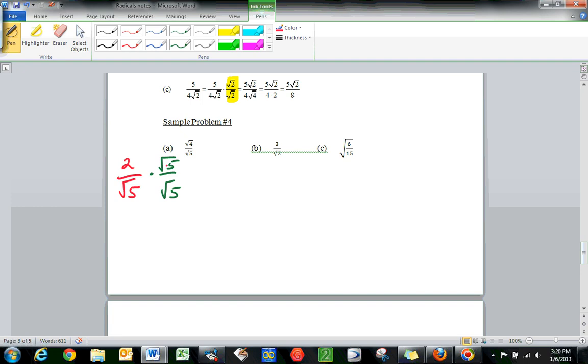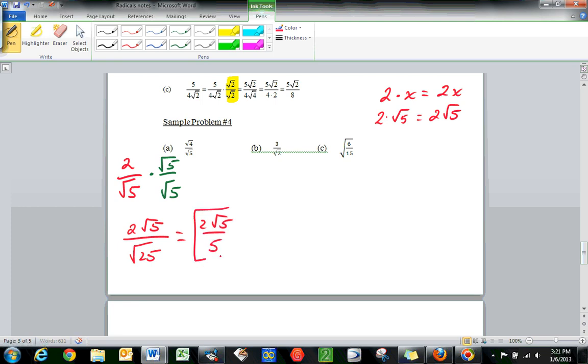This is kind of like multiplying 2 times x. If I multiply 2 times x, I would simply get 2x. So 2 times the square root of 5 is simply 2 times the square root of 5. They don't combine together because they're not like terms. So that's going to give me 2 times the square root of 5 over square root of 5 times square root of 5, which is square root of 25, which we know is simply 5. So we've rationalized the denominator using the square root of 5 over the square root of 5. That's a form of 1, and that allows us to simplify this radical.